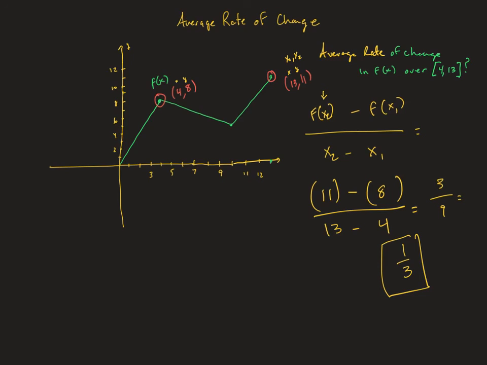Because as I go up 1, I go over 3, and that would be my average rate of change between those 2 points. So again, change in y over the change in x, y2 minus y1 over x2 minus x1, as we talk about our rate of change.